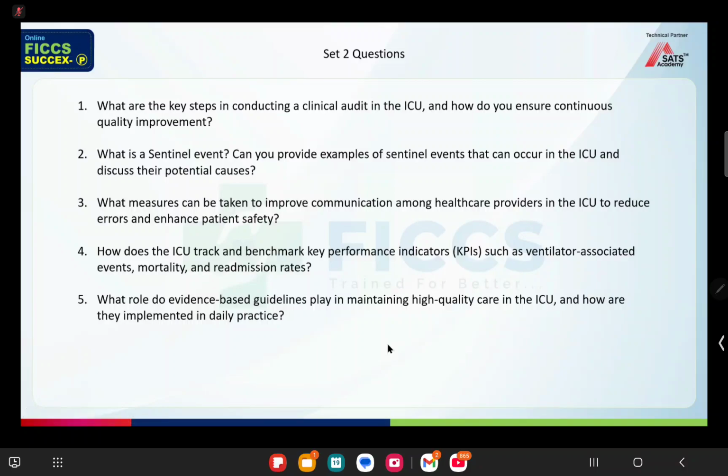Okay, fine. What measures can be taken to improve communication among healthcare providers in the ICU to reduce errors and enhance patient safety? Measures to improve communication among the healthcare providers.